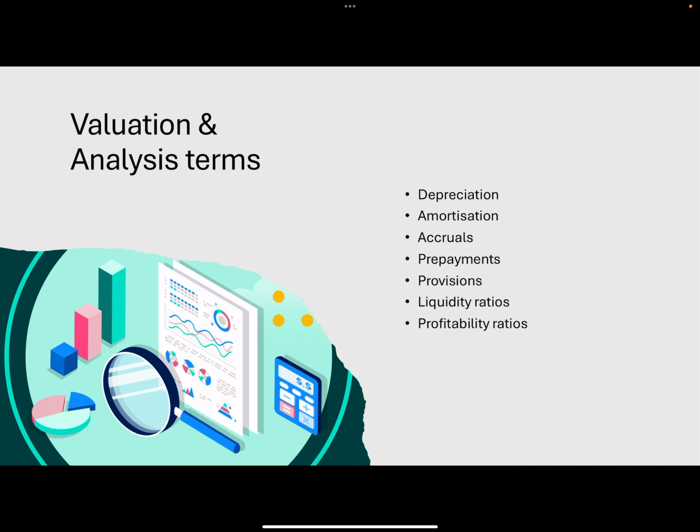Working capital, which is current assets take away current liabilities, measuring short-term liquidity. And break-even point, which is the sales volume where total revenue equals total costs. No profit, no loss.